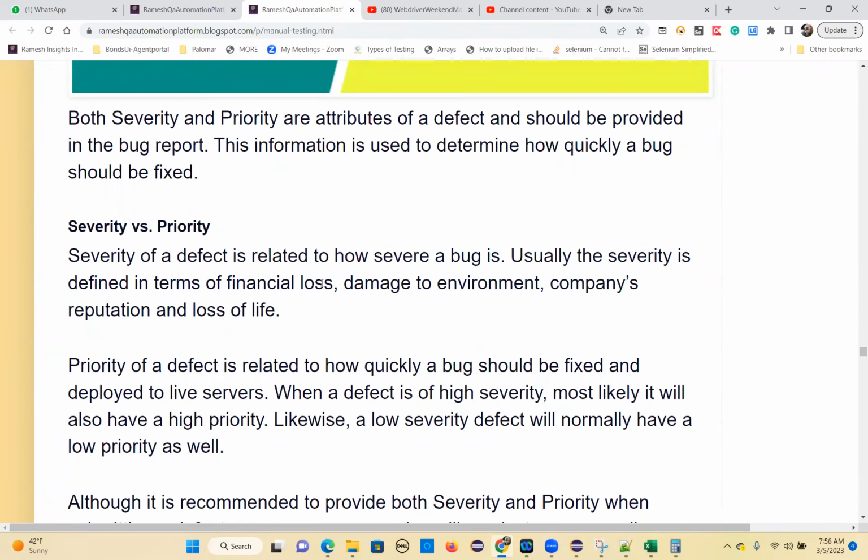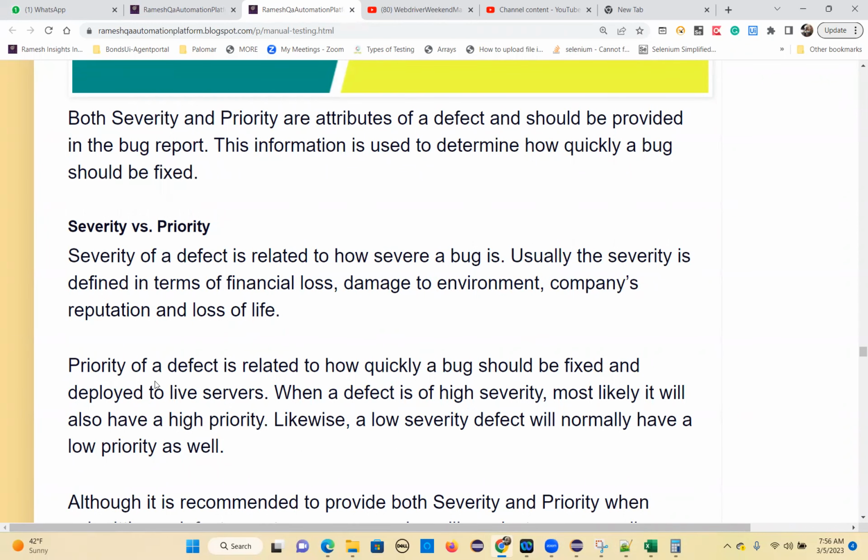And high priority you have to give. So high priority they are going to give for this. First, that has to be resolved. Then only they can continue their testing. So that's why priority means how quickly a bug should be fixed.